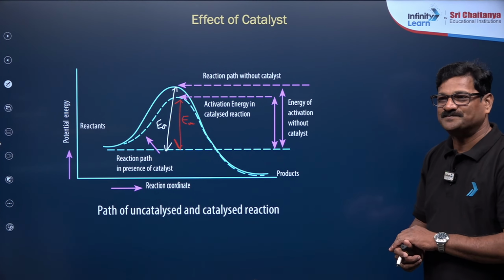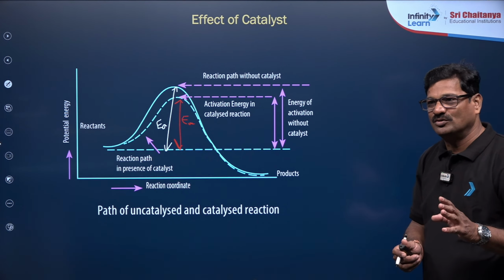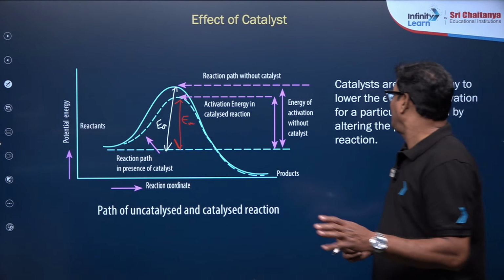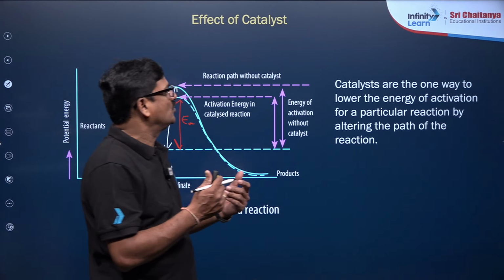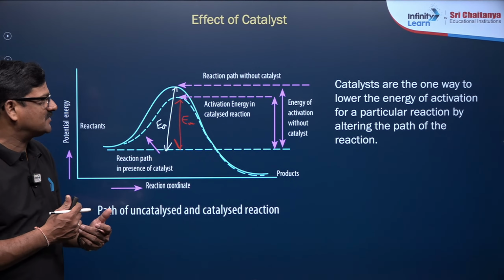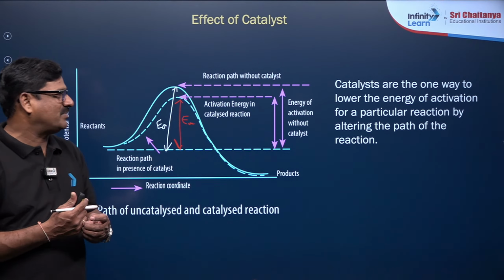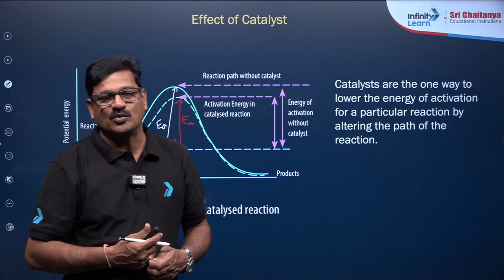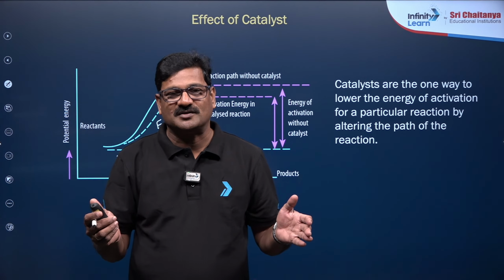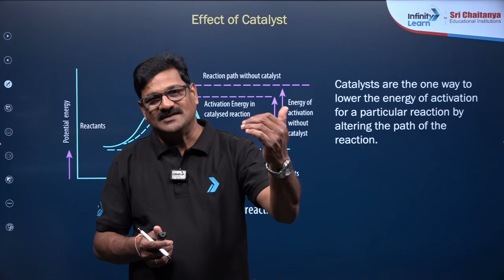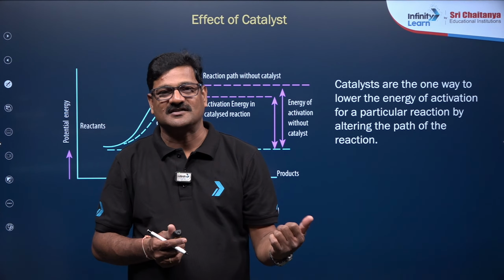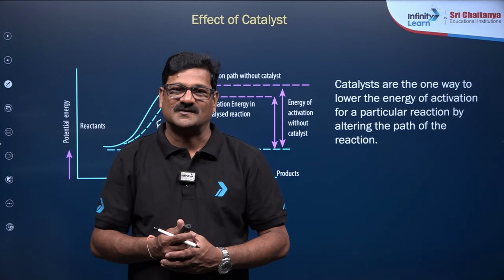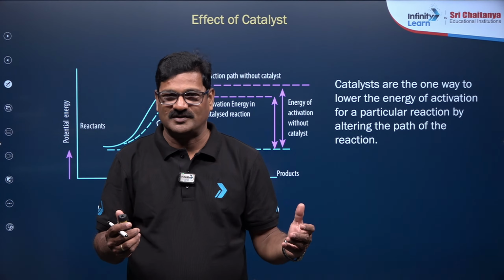Muhammad Afan, Rifat, Betu, right? And also catalysts are one way to lower the energy of activation for a particular reaction by altering the pathway of the reaction. मैं क्या बोलना चाहता हूँ, a catalyst is going to take an alternative pathway so that it has lesser activation energy, so that you have a faster rate of reaction. So it is very, very important.